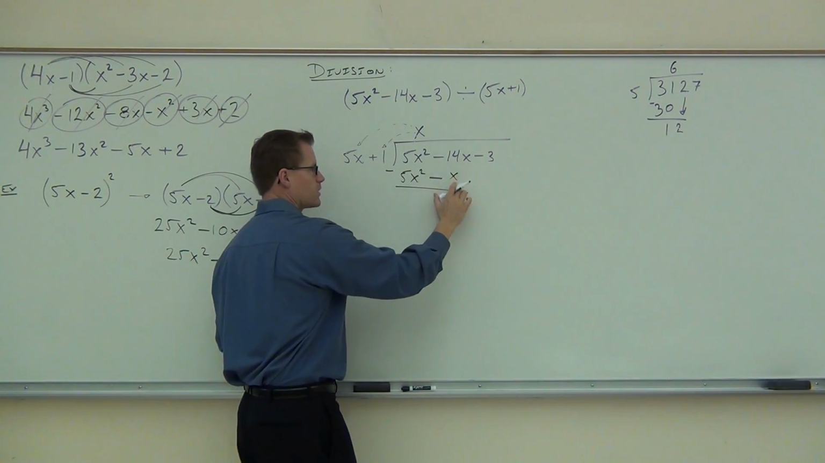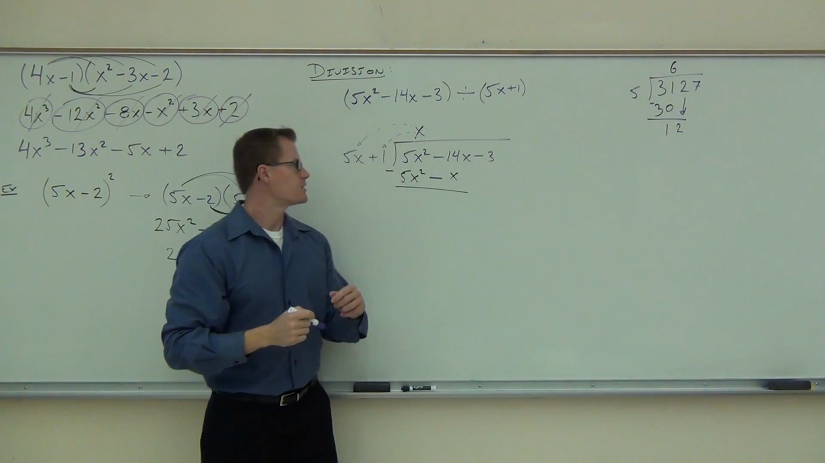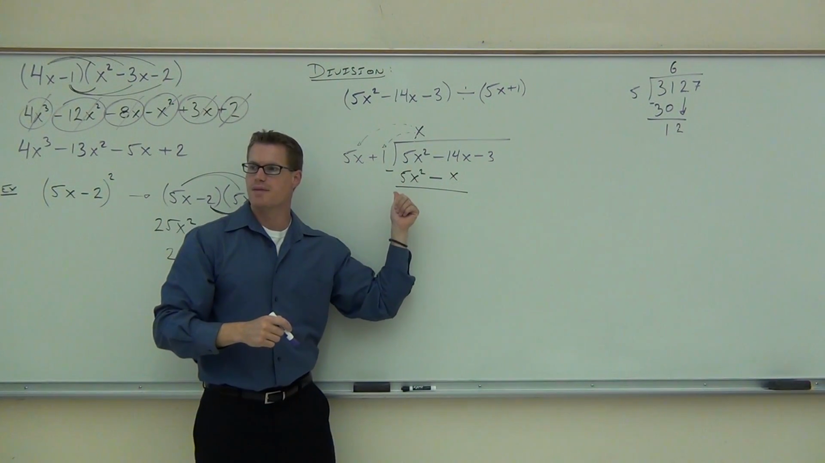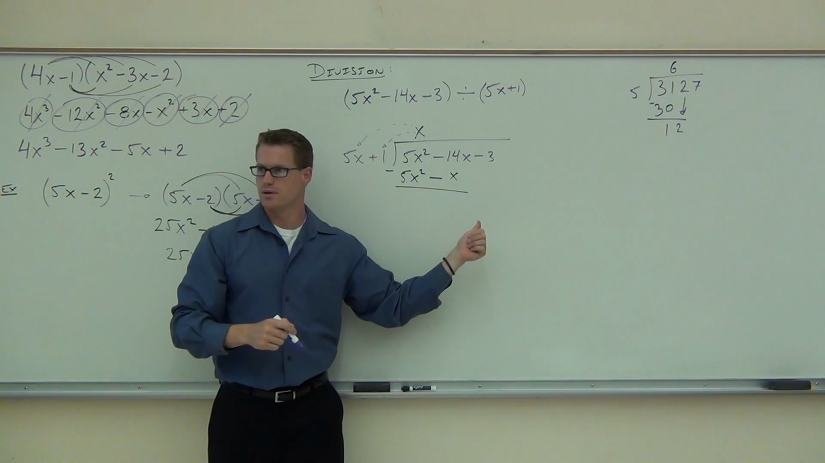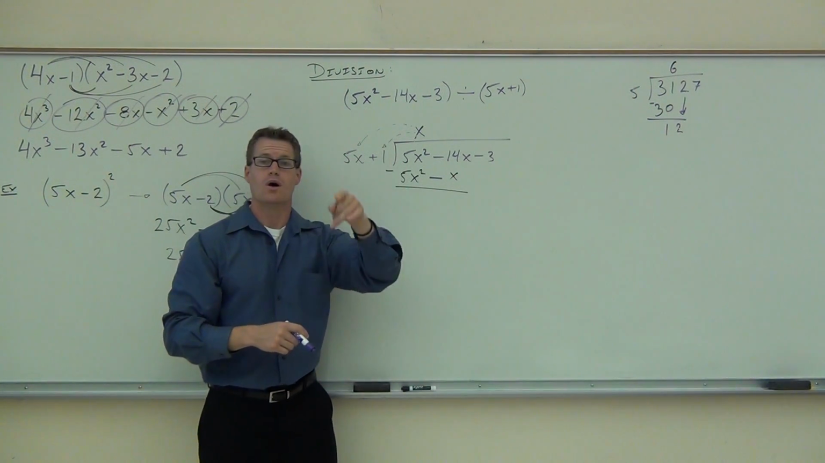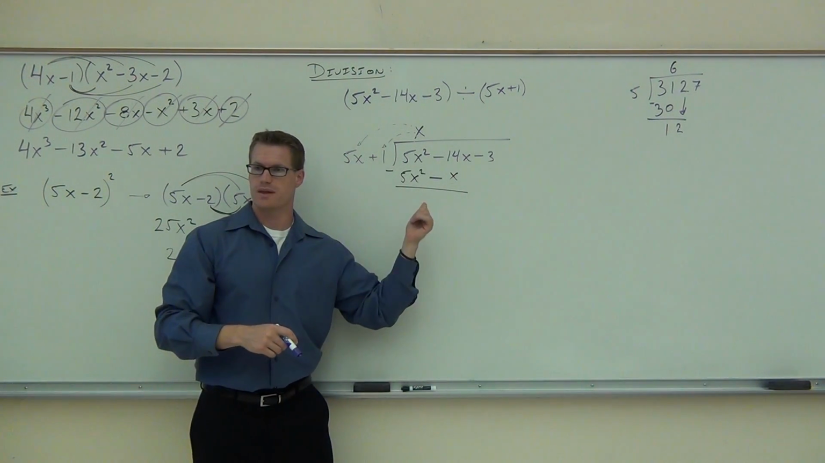So when you ask later on your notes, Mr. Leonard, how did this change from a plus x to a minus x? It's because we're subtracting, and that minus must distribute. If you're still lost on this, you're at home, you're like, how? What did he do? Watch this part over. Okay? That's why that sign's changing.